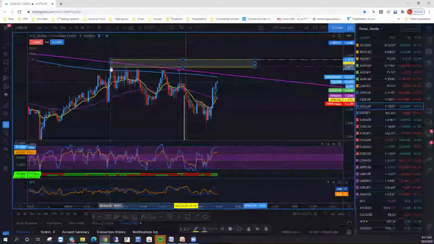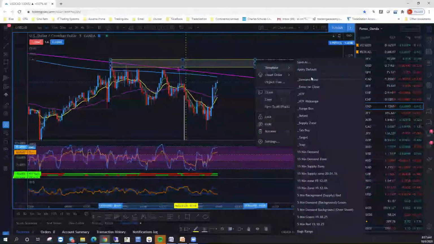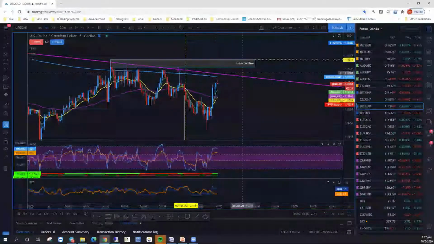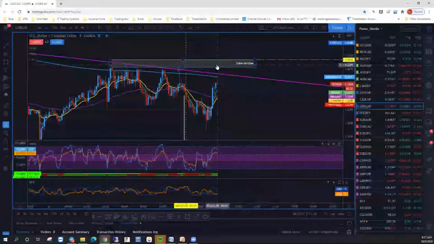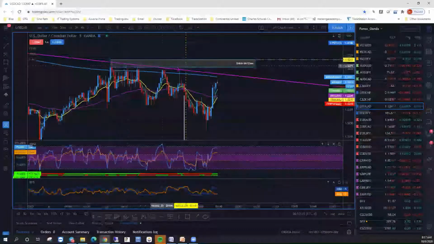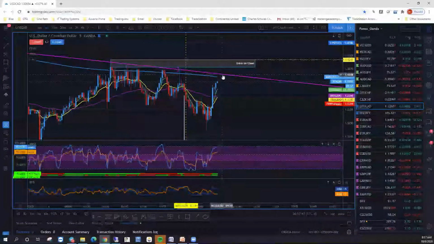This would be the area that I'd be looking at if it closes inside. I wouldn't want to take it long unless I got to close inside this box here. That would mean that we get a close on these higher bodies. It could come up and break the trend line just to wick up, just like it did, and give us another hit on the trend line.